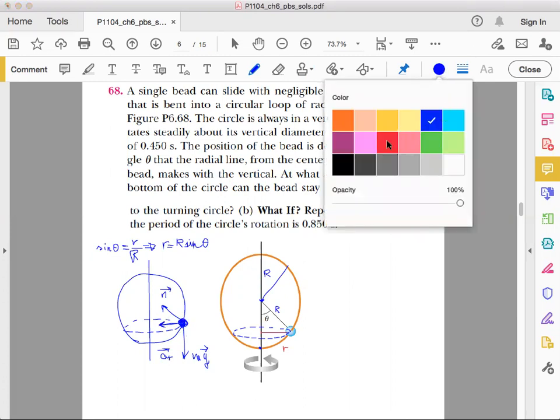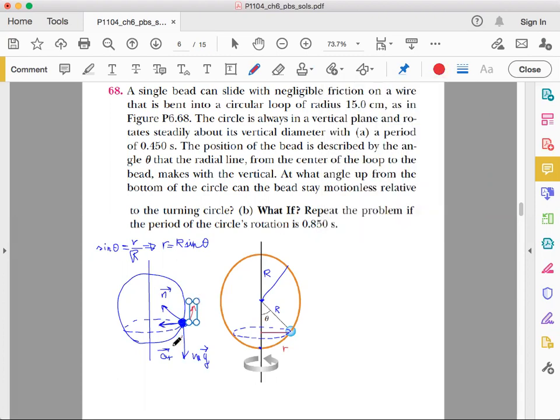So this motion of the bead upward or downward along the circular wire is not allowed, because what we are looking for is a situation where the bead is motionless relative to the turning wire, which means that this bead is not moving up or down. It's just moving on this horizontal circle. So it is moving on a horizontal circle with a constant speed, because the wire is rotating steadily, but it's not moving upward or downward with respect to this turning wire, because this is the condition in here, okay?